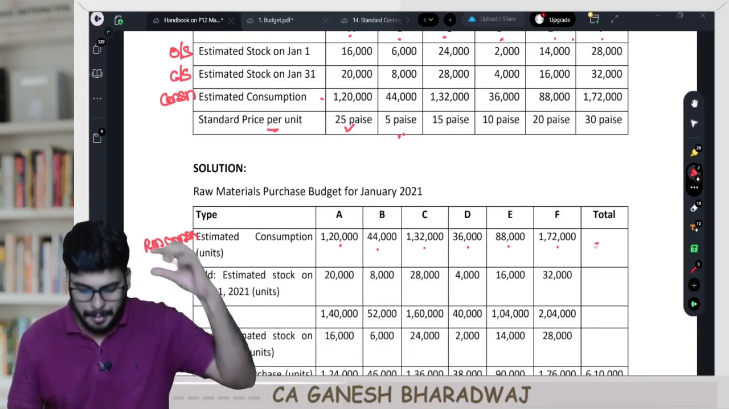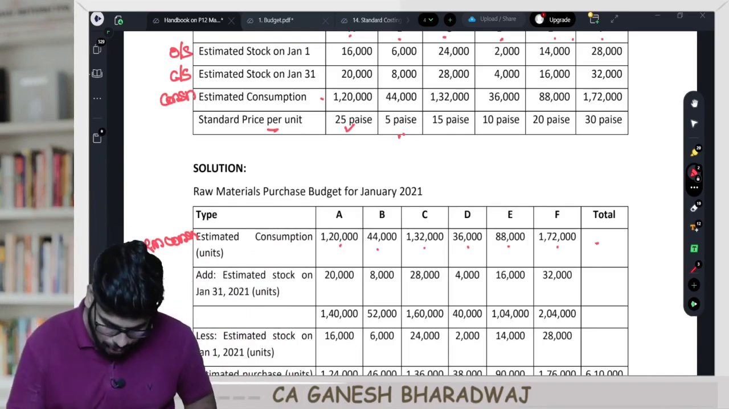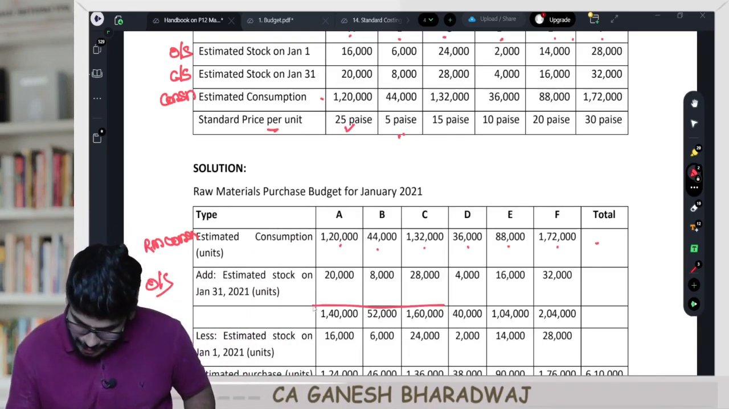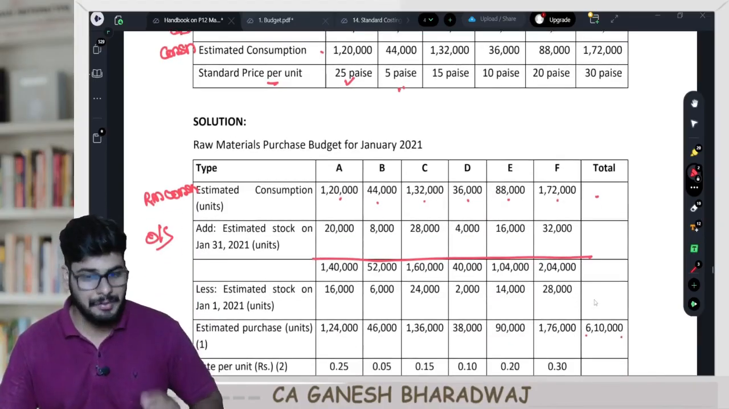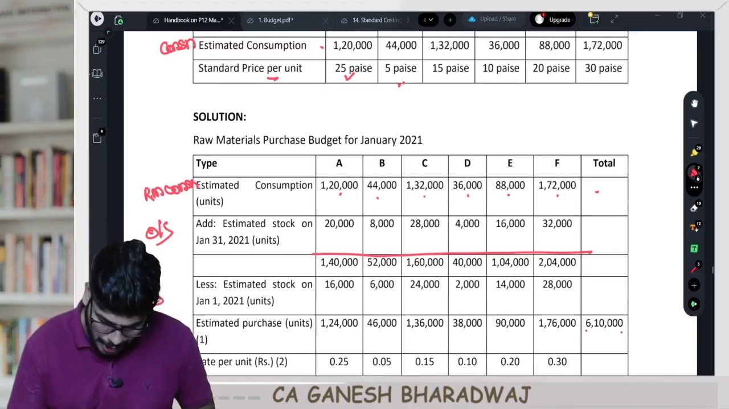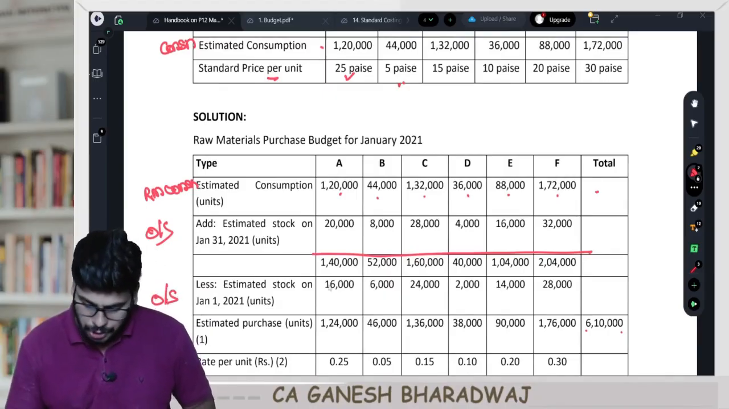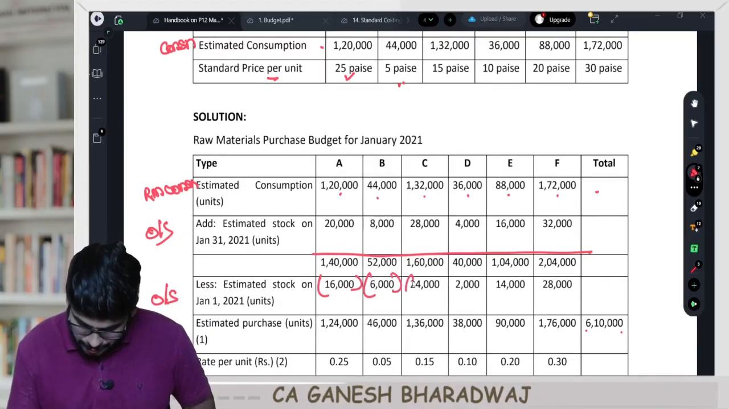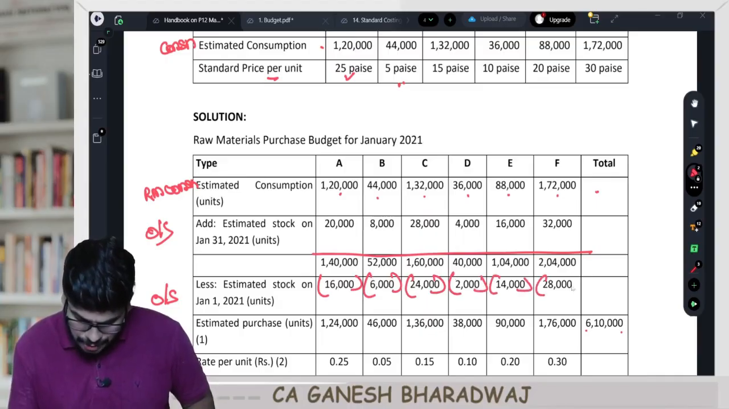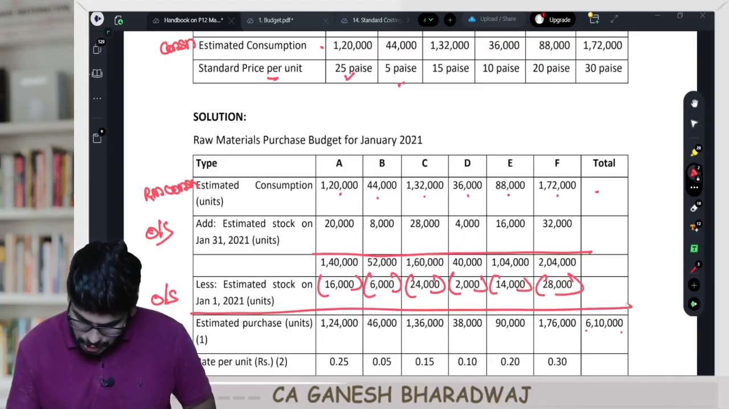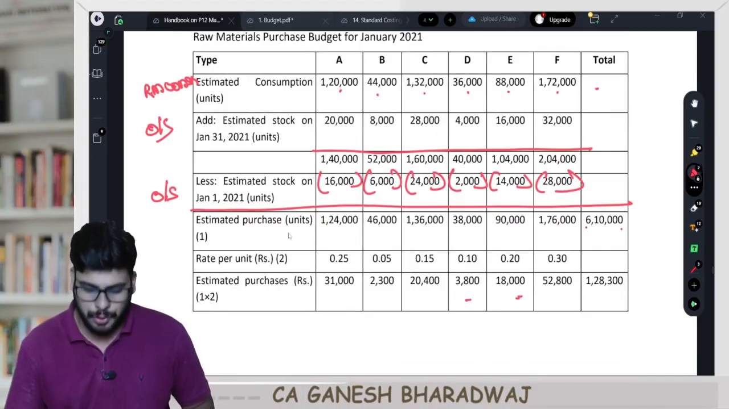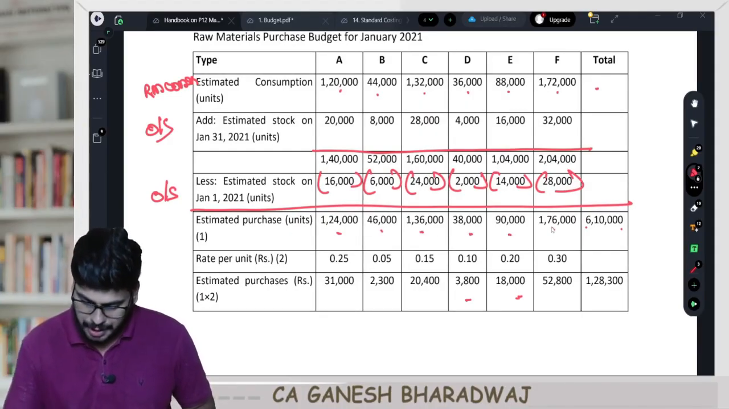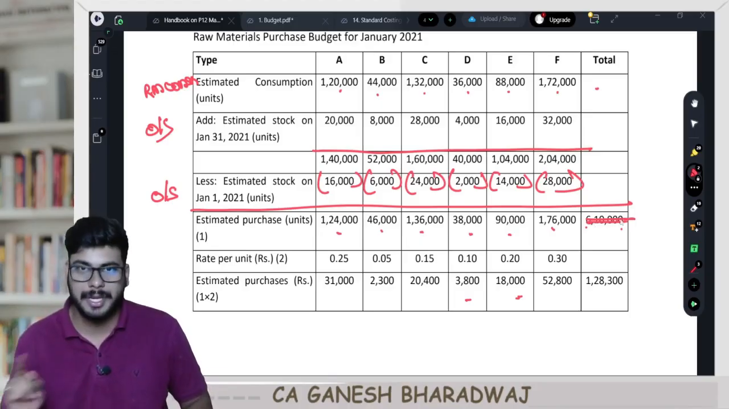So first raw material consumption, then they have added the opening stock. Now they have arrived at what? The total raw material requirement. So now should I purchase everything? Wait. I already have an opening stock, right? So you subtract that here. So once you subtract that, you will get what? The raw material that is required to be purchased here. So number of units of raw material that is required to be purchased. Ideally speaking, this should not be added here.